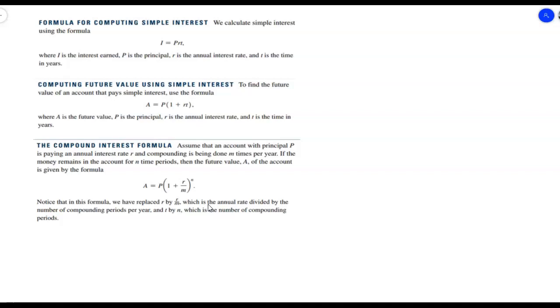Today we're going to take a look at section 7.1. This is an introduction to interest, and it's going to show us how to compute both simple interest and compound interest. So what is the difference between these two?